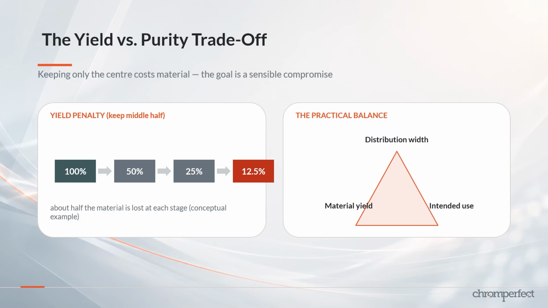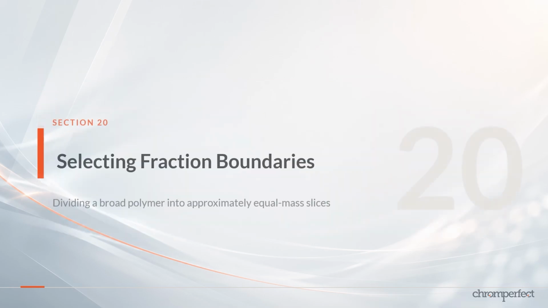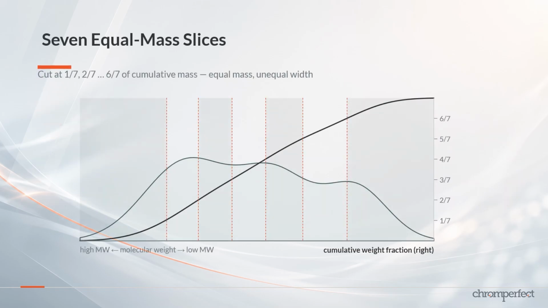Using Chromperfect to select fraction boundaries. Chromperfect can provide the information needed to determine where preparative cuts should be made. Consider a broad polymer with 3 overlapping regions in its molecular weight distribution. Suppose the aim is to divide the material into 7 fractions of approximately equal mass. For a mass-sensitive detector, mass is assumed to be proportional to chromatographic area.